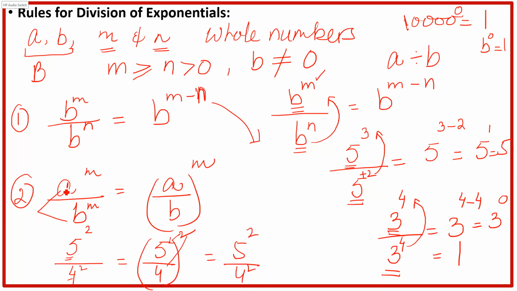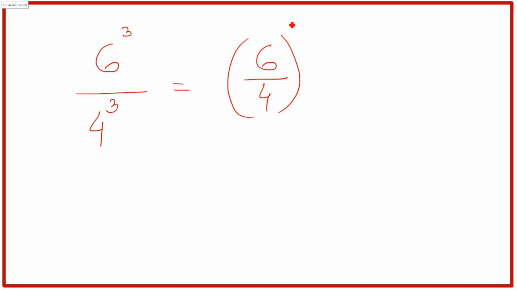I will write it down again, it will be the same. If we have different bases, suppose it is 6 cube, right? And here we have 4 cube. Different bases, so we will write 6 over 4 whole cubed. We cannot take this exponent to the numerator because the bases are different.